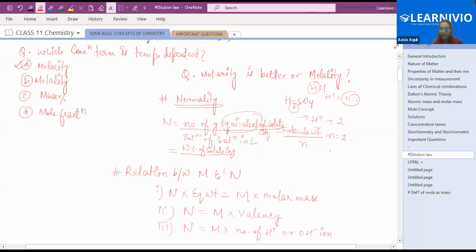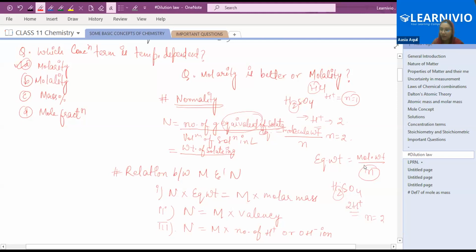And how to calculate this equivalent weight? It's very simple. Equivalent weight is equal to molecular weight divided by your n factor, right? Just divide the molecular weight by its n factor. Now, what is n factor? N factor is the number of ions it will give. For example, the number of H plus ions it will give in the case of an acid, for example, H2SO4. How many H plus ions will it give? It will give 2 H plus ions, right, Aisha? So its n factor will be 2.